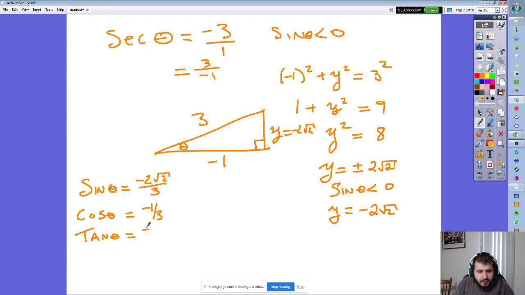Negative over a negative is a positive. Remember, secant is the flip of cosine. Cosecant is the flip of sine. And cotangent is the flip of tangent.